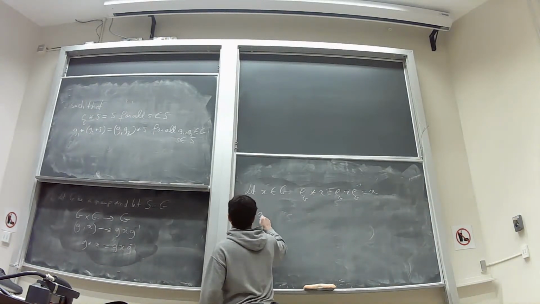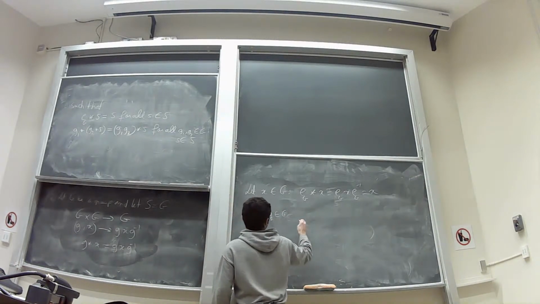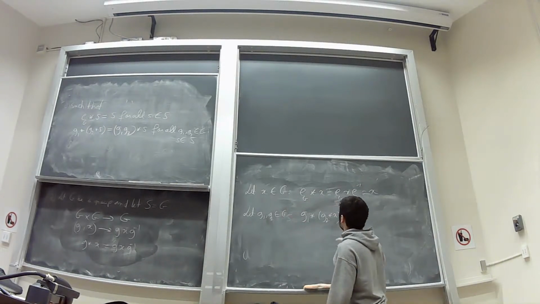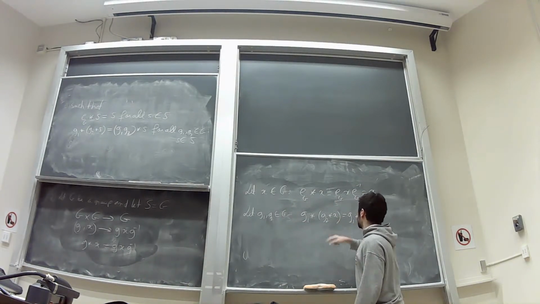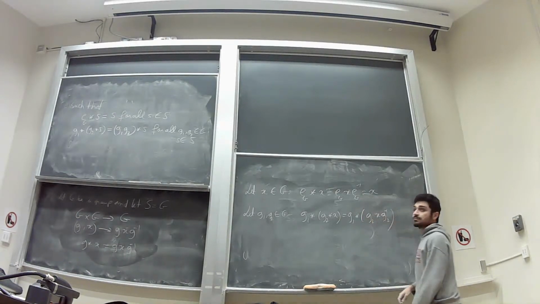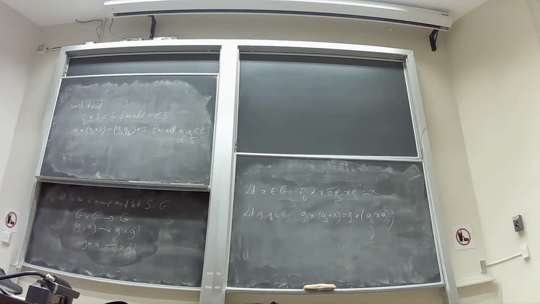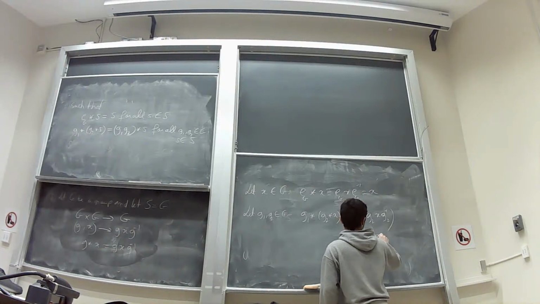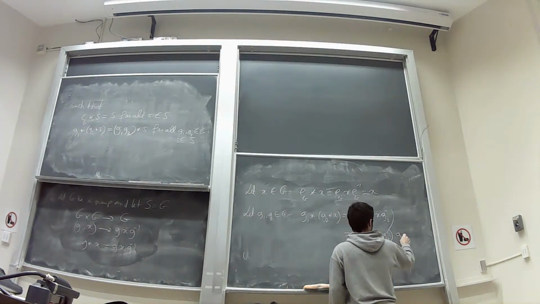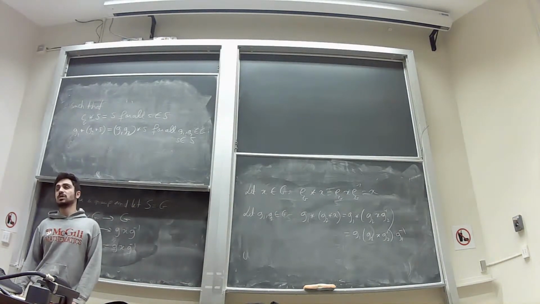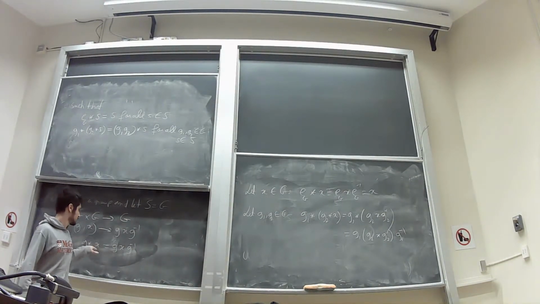Now let's look at the second property. Let g1, g2 be in G. What is g1 star g2 star x? Well, g2 star x is g2 x g2 inverse, by definition of the star. Now, what is g1 star that? This is just g1 g2 x g2 inverse g1 inverse. Everybody, look at the definition here.